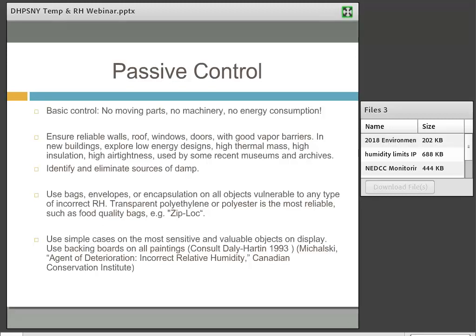Stefan Michalski at the Canadian Conservation Institute has done a lot of research on this, and you can find information by searching for his resources online. He goes into a lot of detail talking about variations in relative humidity, variations in temperature, and how to control those things without a reliance on HVAC systems.